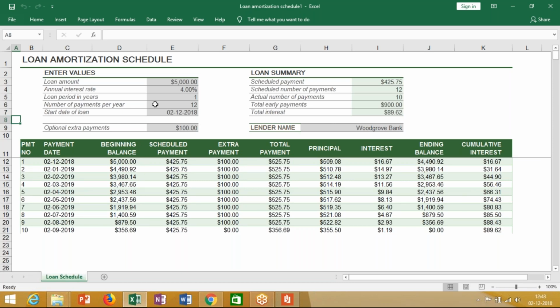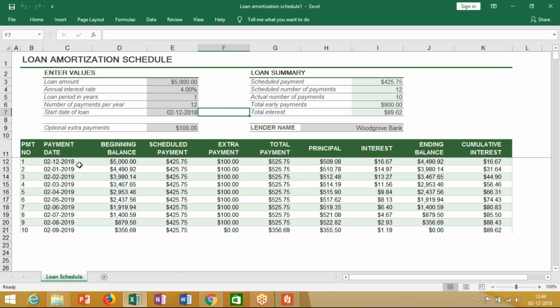Let's say the loan amount that has been created over here is 5,000. So I have taken a loan of $5,000. Since it's a personal loan, I also have an annual interest rate, which is 4%. Now, the loan period in years: I have taken the loan for 1 year, and there would be 12 installments. The start date of the loan is the 2nd of December 2018.